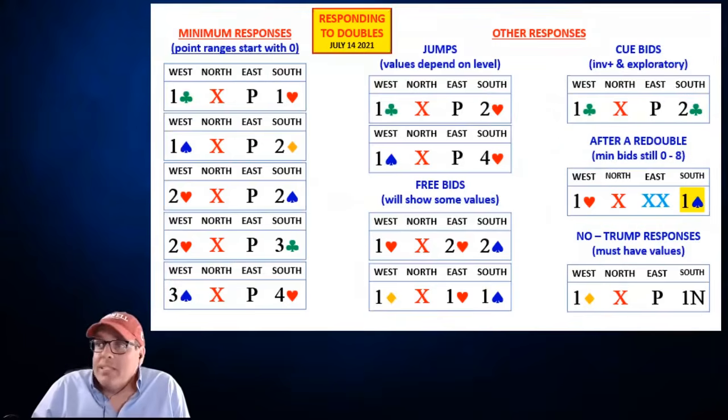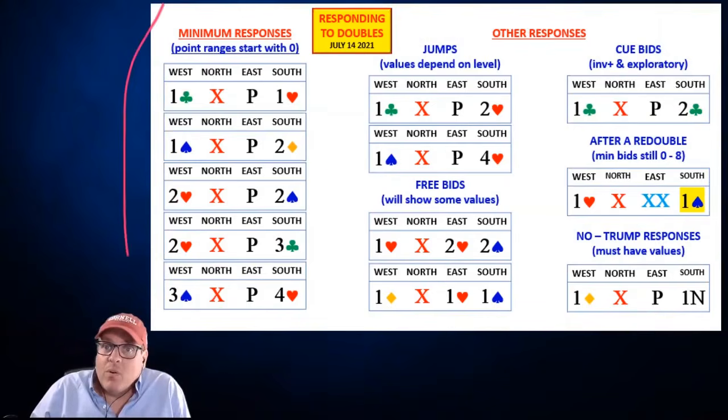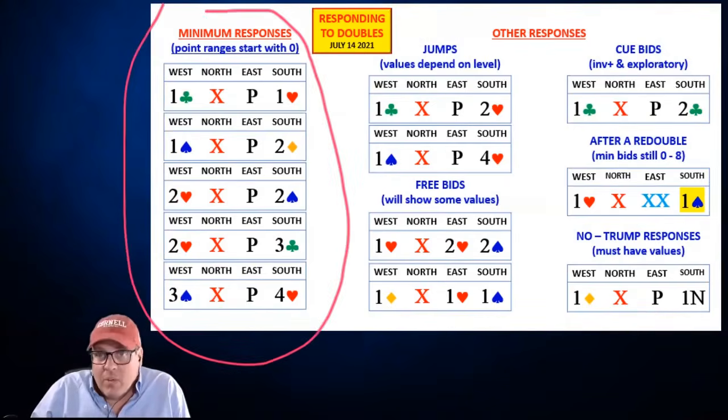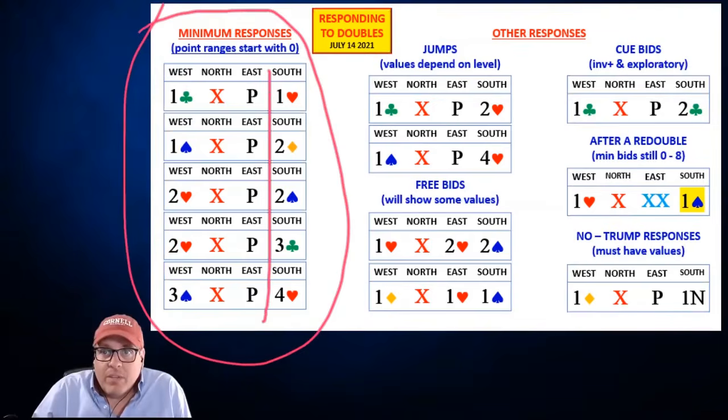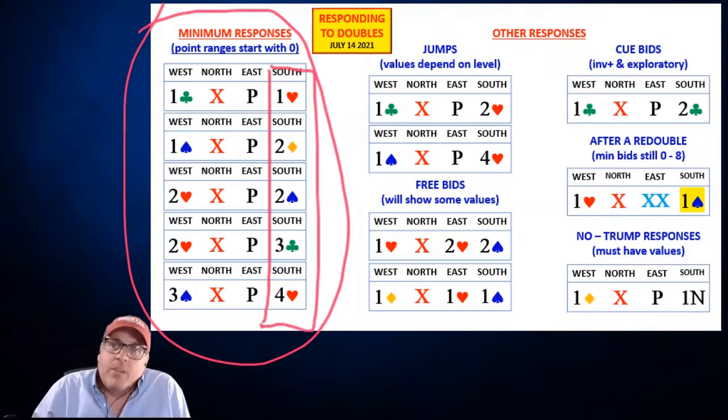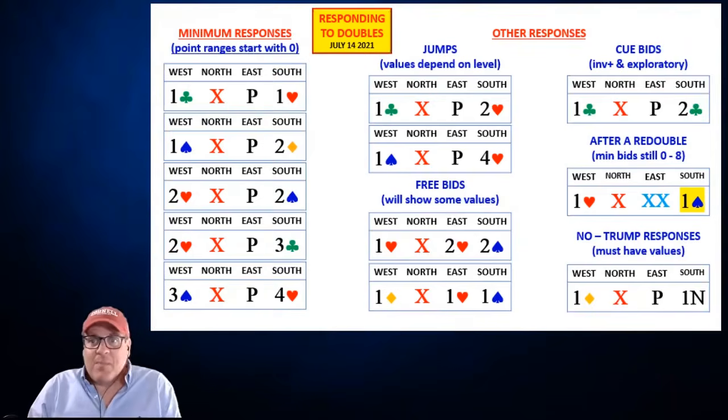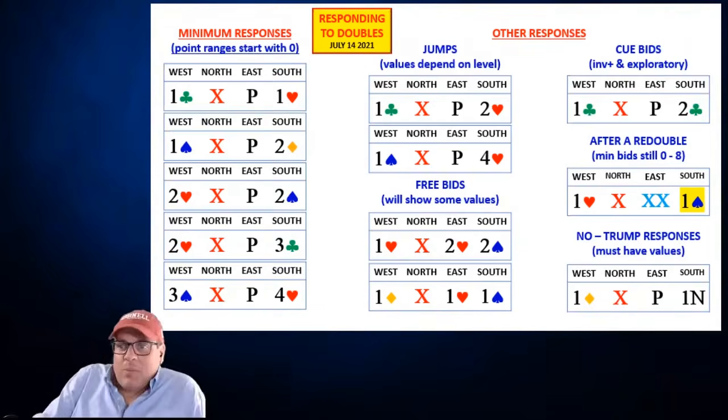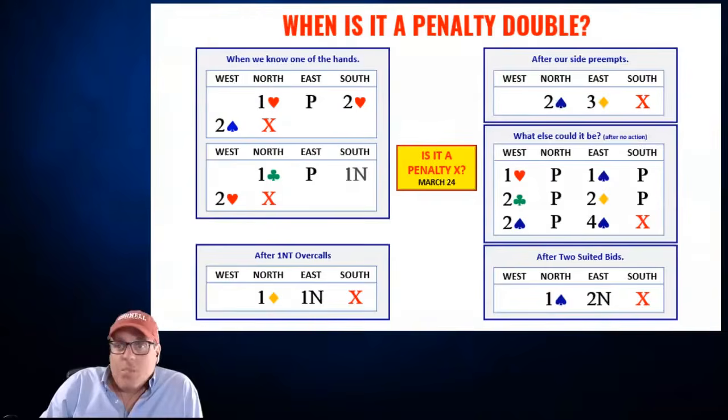Here's our responding to double slide once again, and this is super important. I want you guys, if you remember or jog your memory in any way, make sure this is the one. When you are responding to partner's double, all of these bids, even the bids at the 3 and the 4 level, start with a range of 0 points. Right. And that's because that double is absolutely forcing. So just remember that. A very good visual representation of all that. And more stuff to follow.